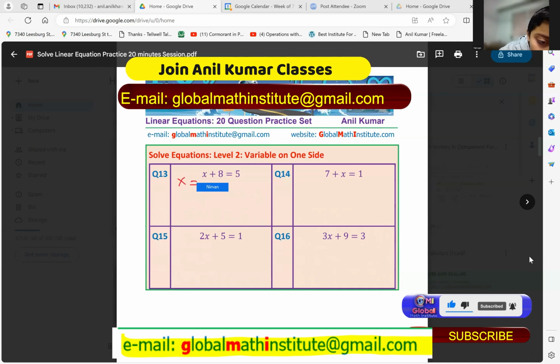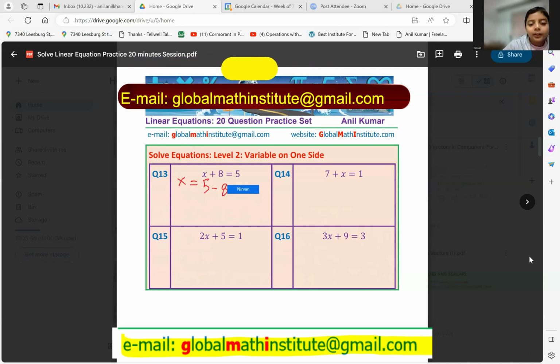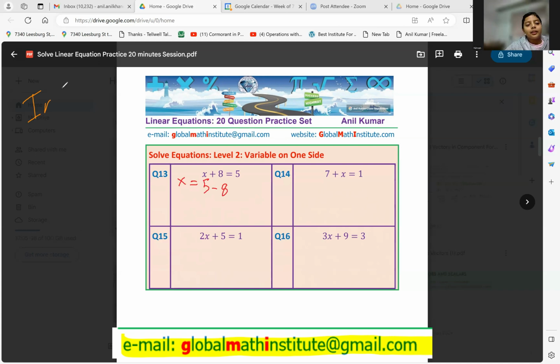X equals to 5 minus, what? Yes, so we're talking about integers. Which is minus 3. Very good. So how did you get minus 3? Because I had my trick. You keep minus 8 there. You bring the 5, so it's going to be 8 minus 5, which is 3. And you're left with minus 3.